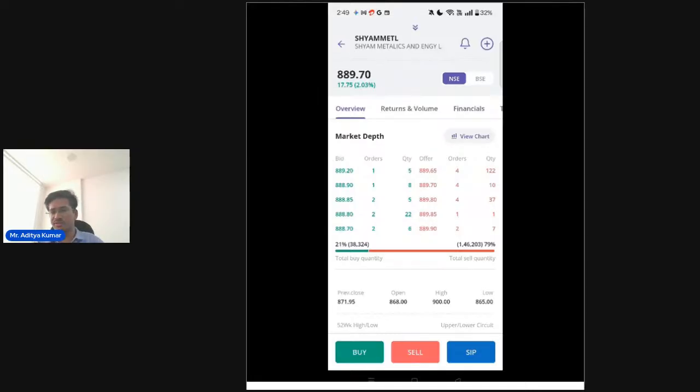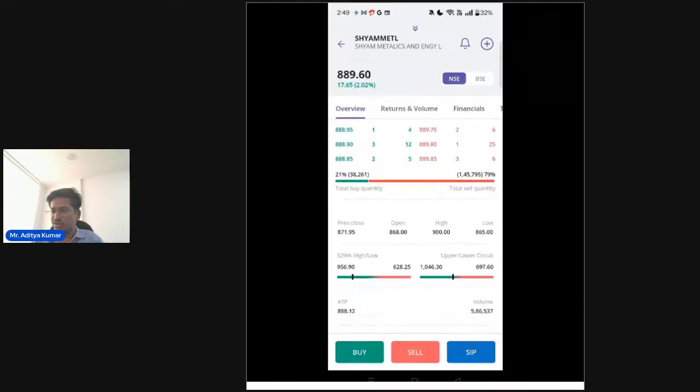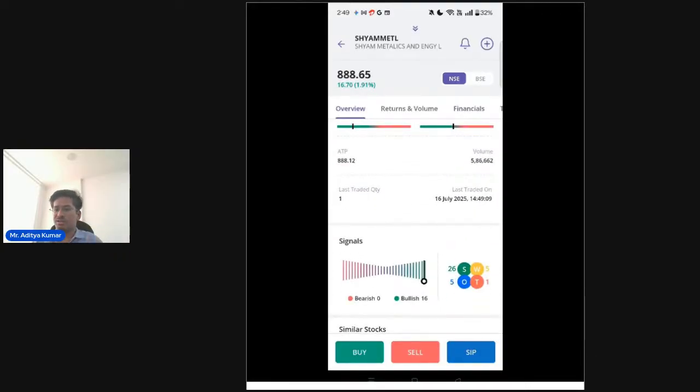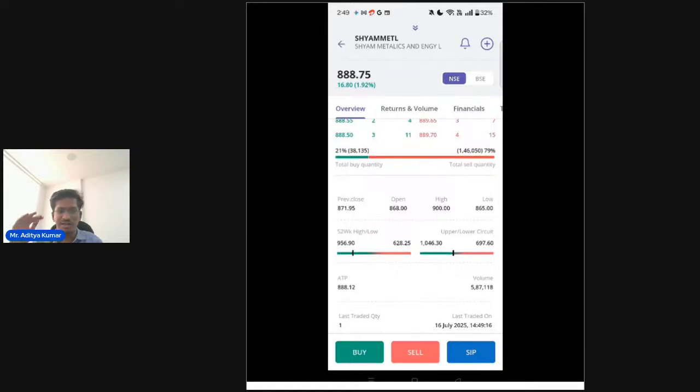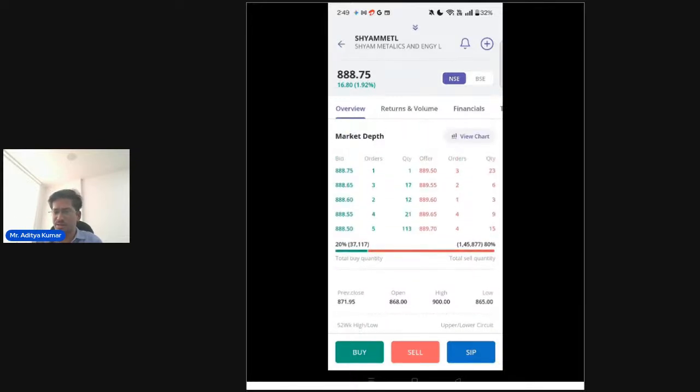On this stock page, if you are trading for the very first time or viewing this, you can see what is written, like overview, returns and volume. You might be curious about things like what market depth is. I will be reviewing each and every one by one. So let's first move into market depth. Market depth shows how many buyers and sellers are active at different prices, helping you understand demand and supply.